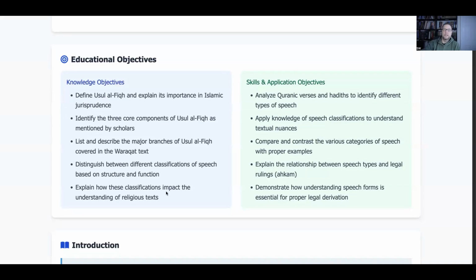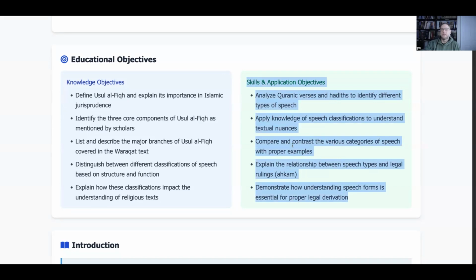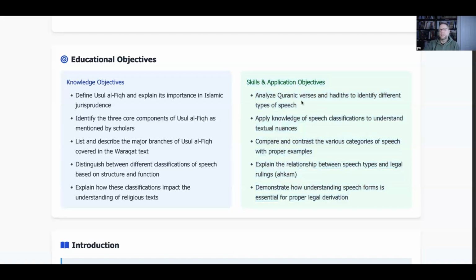Distinguish between different classifications of speech based on structure and function. Explain how these classifications impact the understanding of religious text. If I do my job, you should be able to do this. This part may need some mentorship, and I believe in usul al-fiqh having labs where you are guided through the process, vis-a-vis someone like Vygotsky, an educational theorist who believed in modeling, which really is the sunnah of the Prophet ﷺ, to model things. So this may need a little mentorship, and I may do some separate courses or clips to add to this section to help you model how to do this.